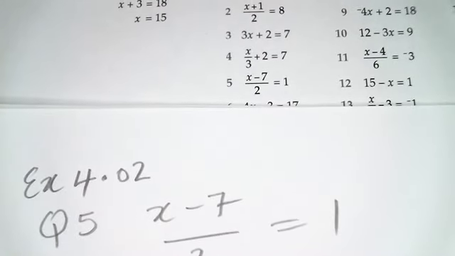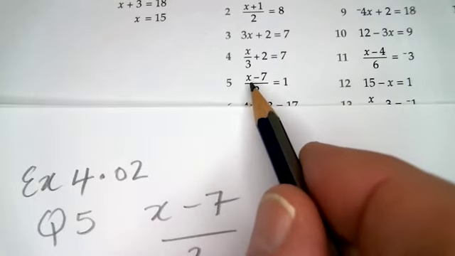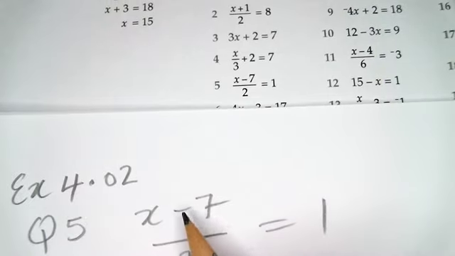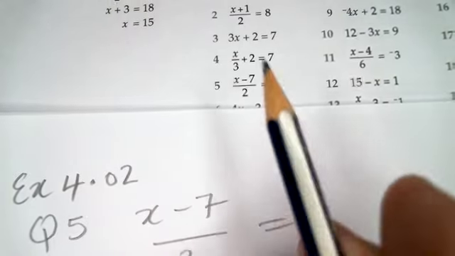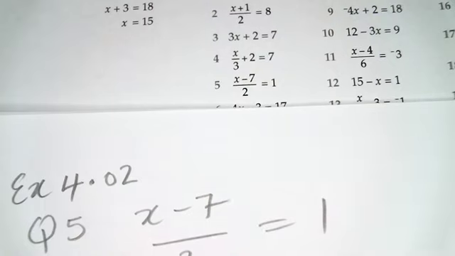Question 5 from exercise 4.2 from the Gamma textbook. This time we've got x minus 7 over 2 is 1. So this time we've got a minus here rather than a plus, which we had for question 2. So let's see how this works.